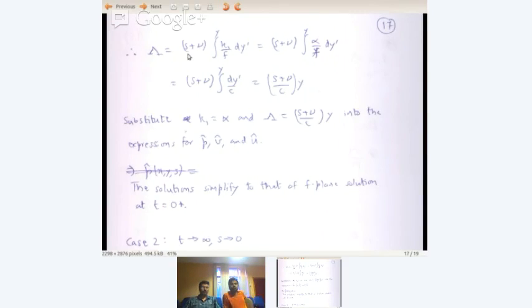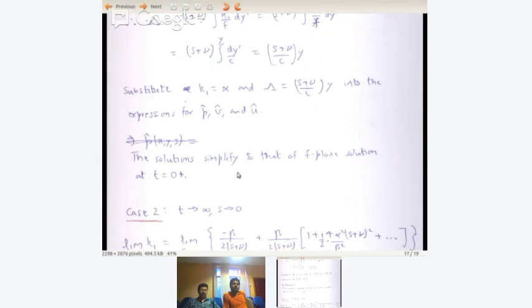So lambda in the limit as s goes to infinity is given by s plus nu integral k1 by f dy prime. That's s plus nu. K1 is simply alpha, so you substitute that, and alpha is f by c, so it cancels out this f, and you're left with s plus nu by c into y. Substitute k1 equals alpha and lambda equals s plus nu by c into y into the expressions for p hat, v hat, and u hat.